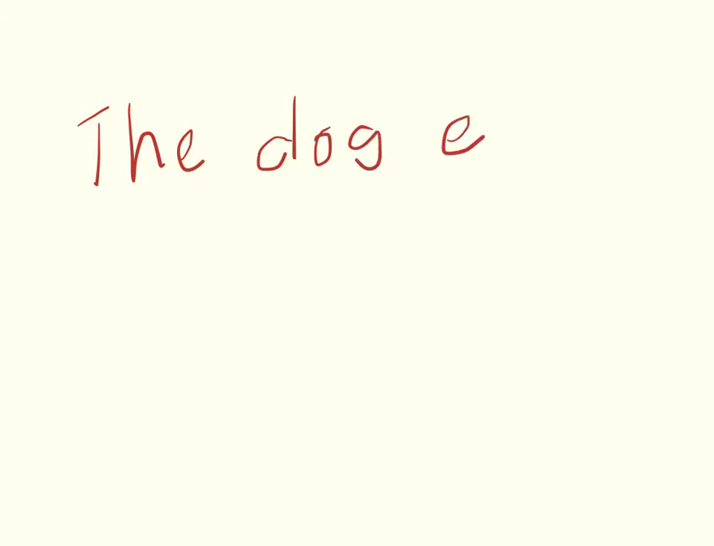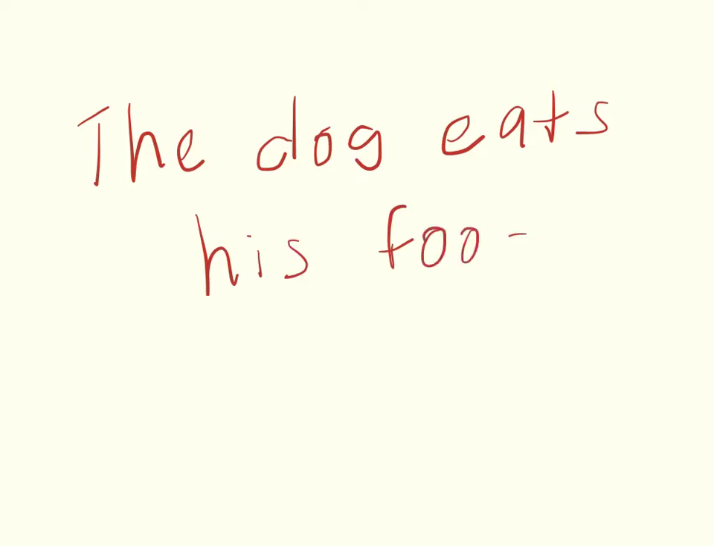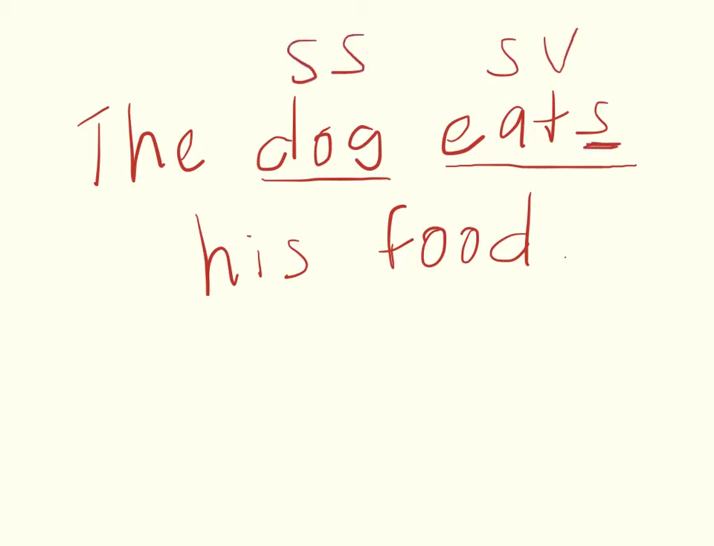So what would that look like in a sentence? How about if we said, the dog eats his food. Our singular subject is dog, and being that subject is singular, it must take a singular verb. What does the dog do? The dog eats. Right? This is a singular verb. And again, singular verbs end in S, right? And this is a singular subject. That is subject-verb agreement. Let's take a look at another one.